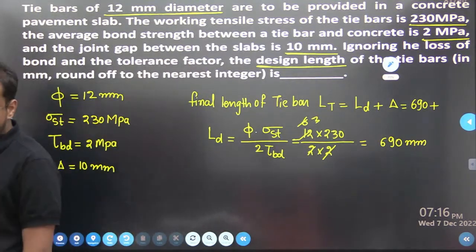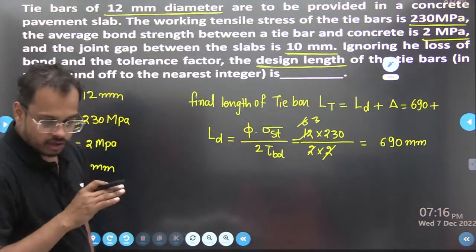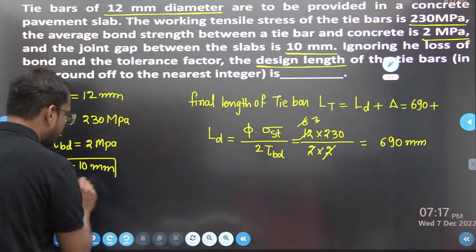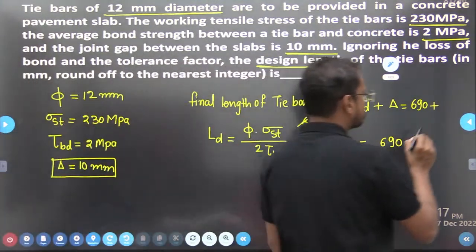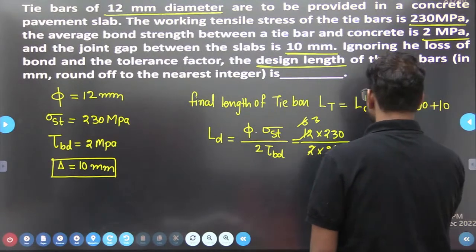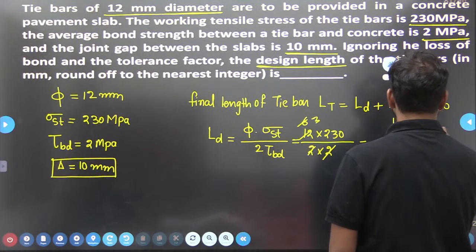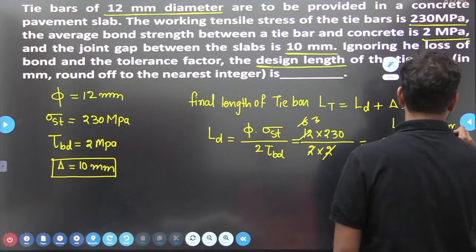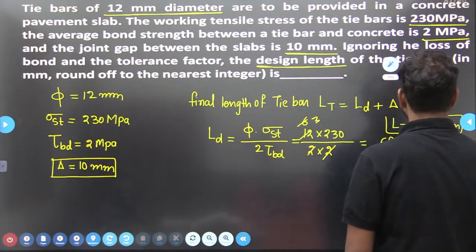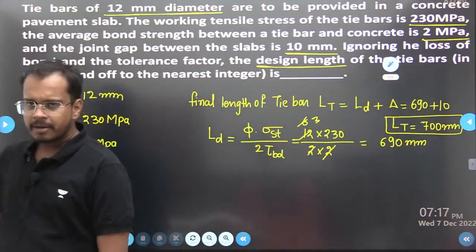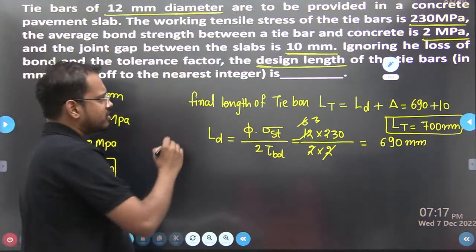The value of delta is directly given. Delta is equal to 10 mm, that means plus delta is there. So what is the value of the length of tie bar? The length of tie bar is equal to 700 mm. So it is one of the easiest problems. I think it is a GATE 2021 or GATE 2020 problem. Am I right? This problem is very easy.